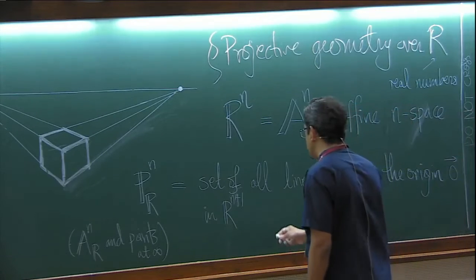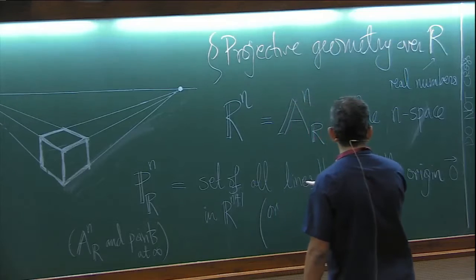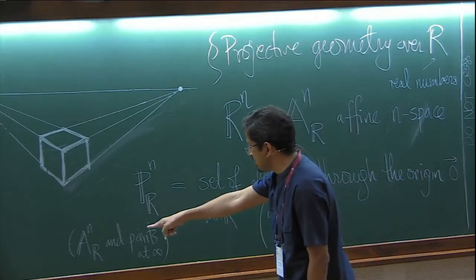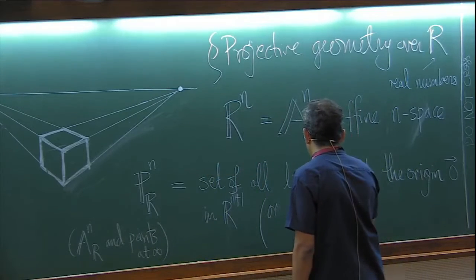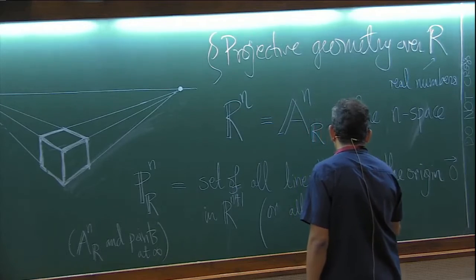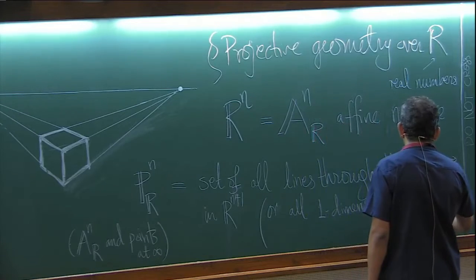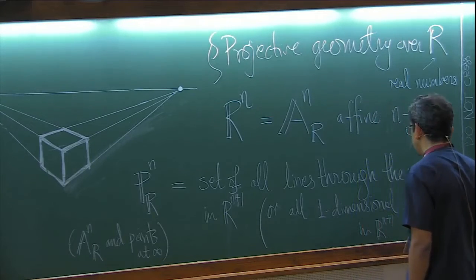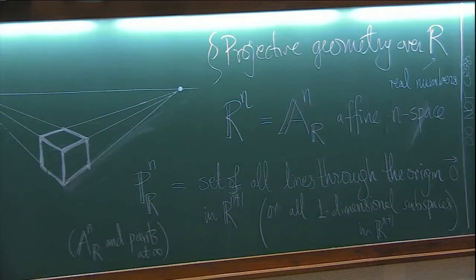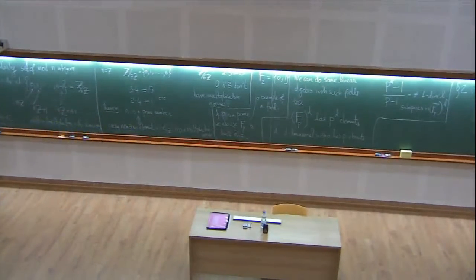In linear algebraic terms, you can also think of this as the set of all one-dimensional subspaces in R^(n+1), because this concept of line might become a little confusing when we come back here. A line is nothing but a subspace. It's a set preserved under scalar multiplication and addition. And it's one-dimensional because it's basically given by one non-zero vector.